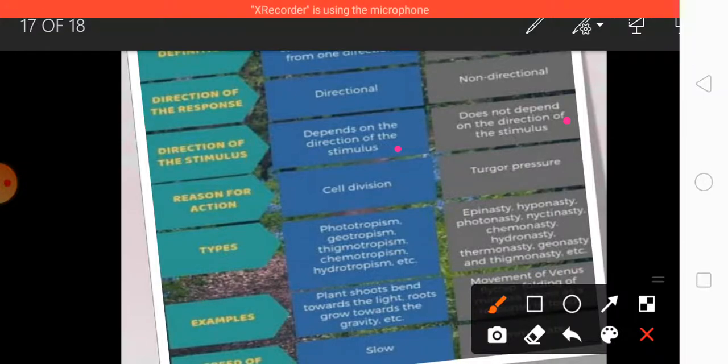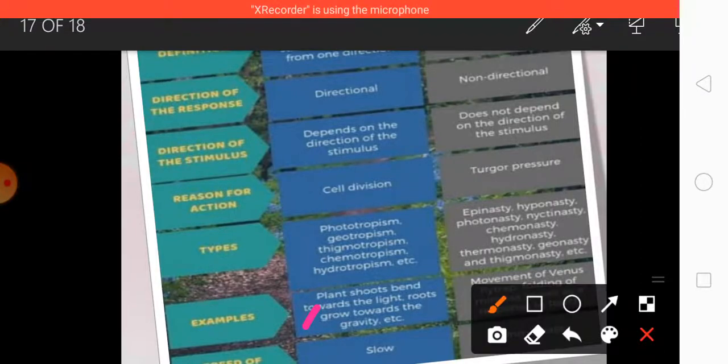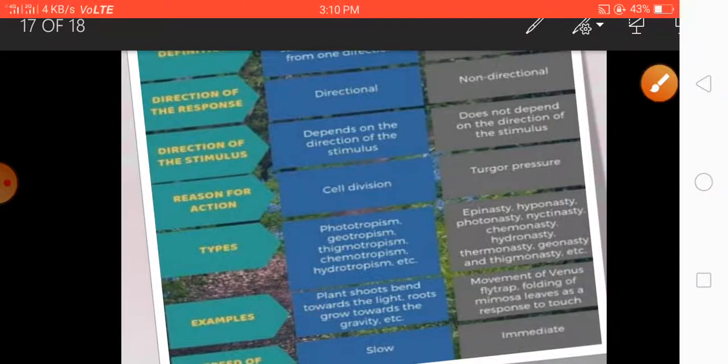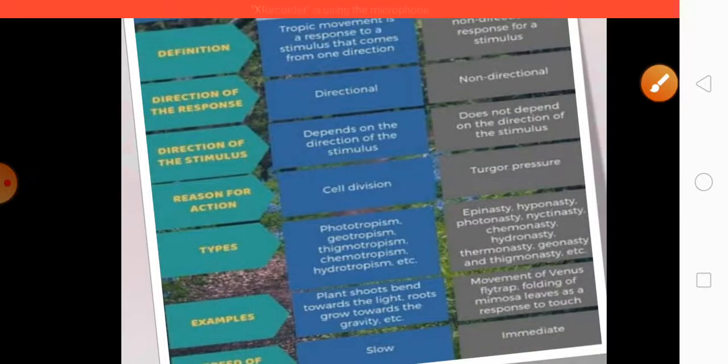And here you can see the types of it. These types we have seen, which are photo, geo, thigmo, chemo, hydro, and here it is thigmonasty, geonasty, hydronasty, and so on. An example of it is a plant shoot growing towards light, and here the Venus flytrap. And what is the movement of it? It is slow in tropic movement, and it is an immediate reaction in the nastic movement. Thank you.